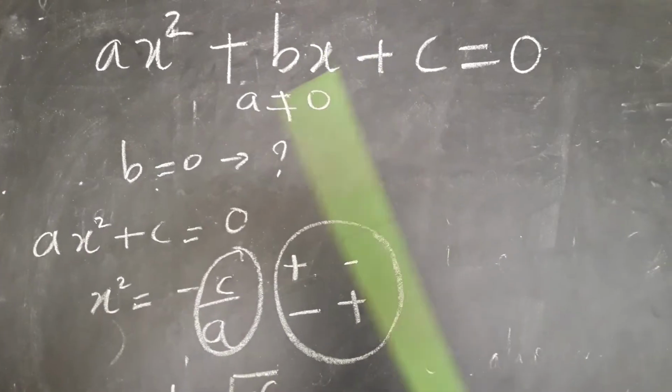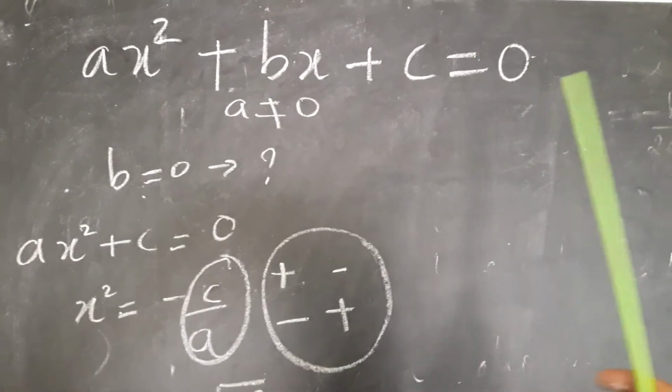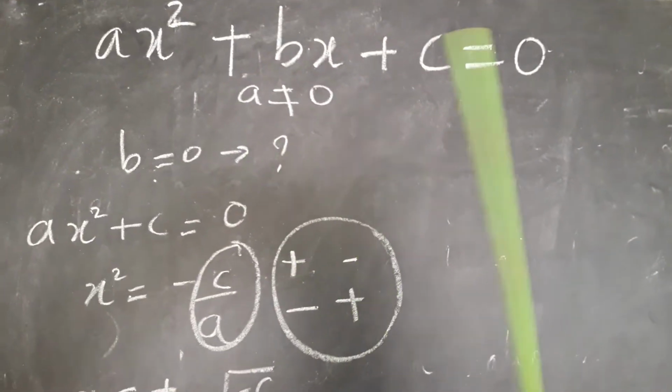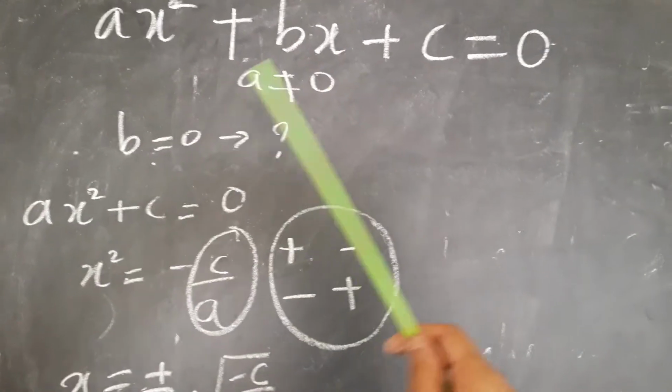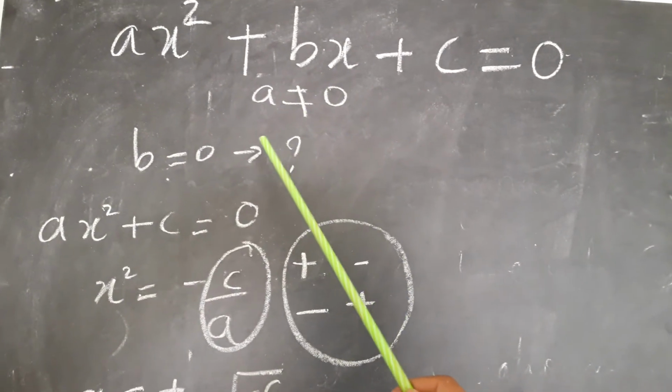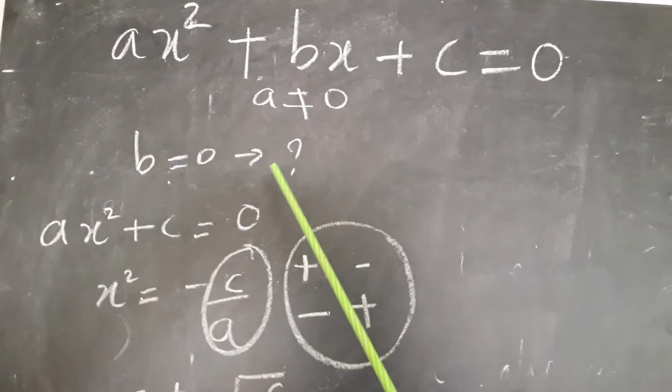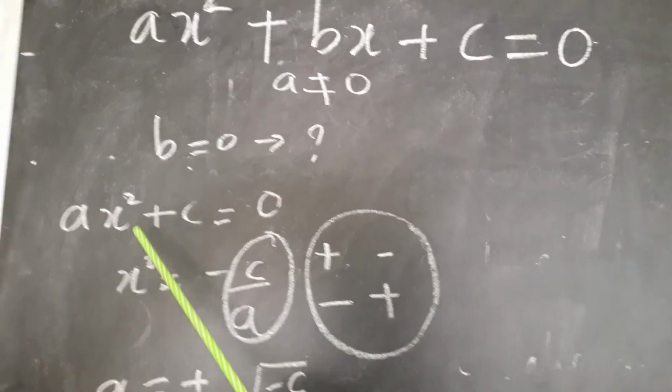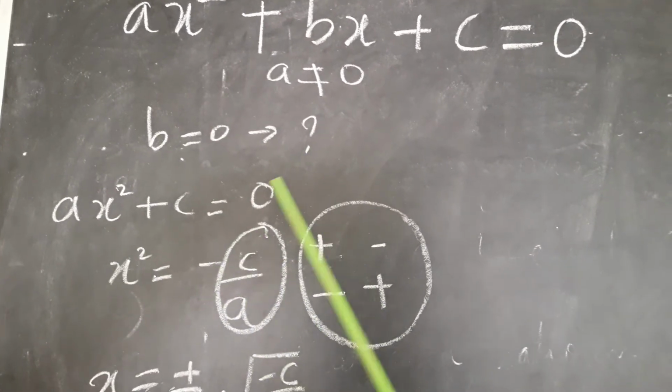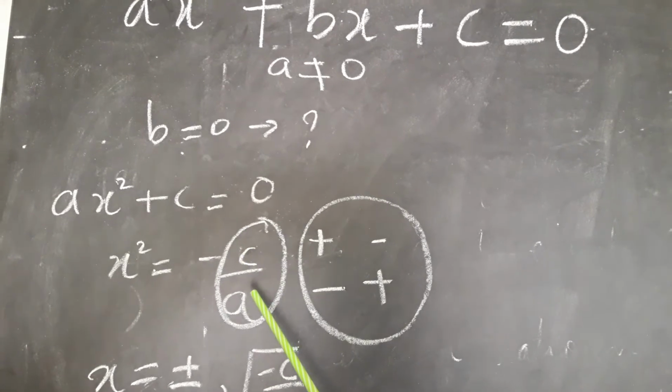Now let's get back to ax squared plus bx plus c is equal to 0. We spoke in terms of D, the discriminant. Now what if b is 0? a is anyway not 0. If b is 0, what happens? ax squared plus c is equal to 0, so x squared is minus c by a.